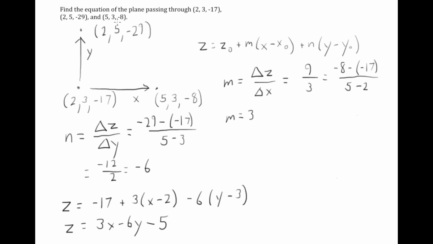So note, once again, we took the points, we organized them by seeing which one changed with respect to x and which one with respect to y, and then we found our slope of z with respect to x, slope of z with respect to y, and plugged that in. That's how you find a plane as a function of 2 variables.